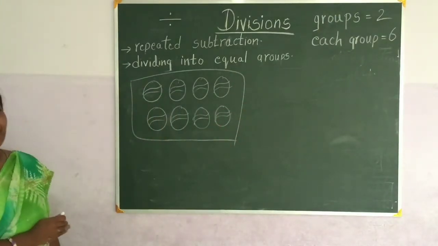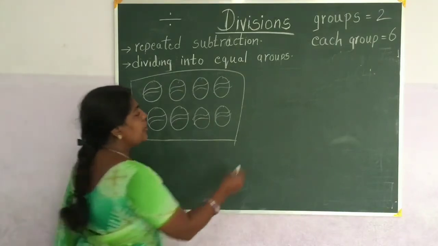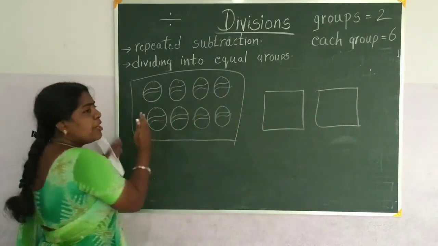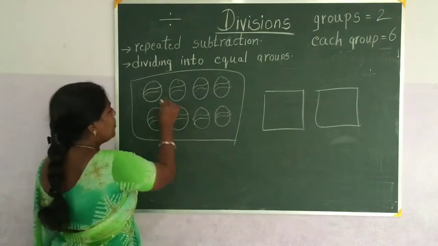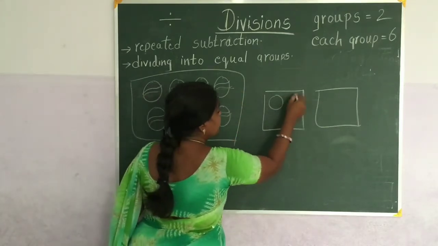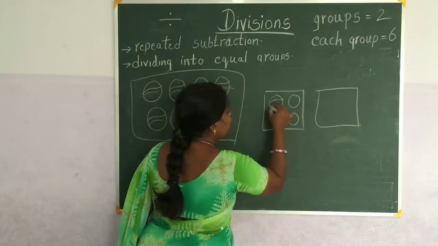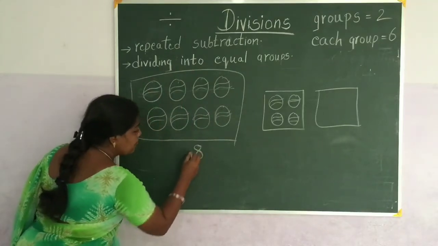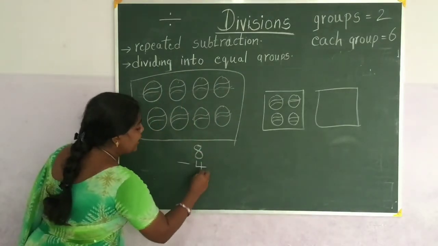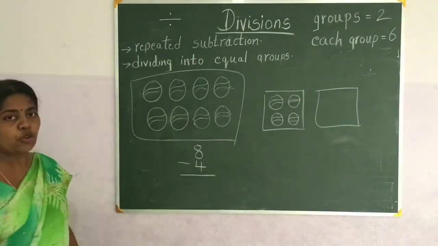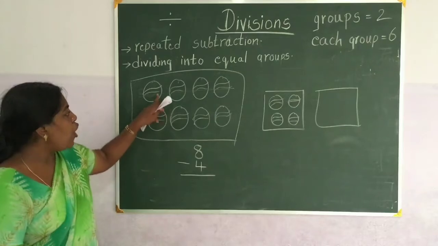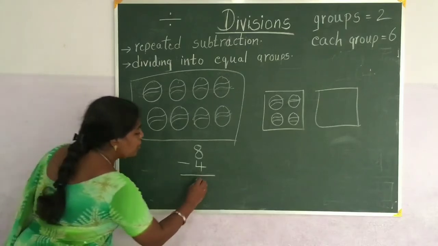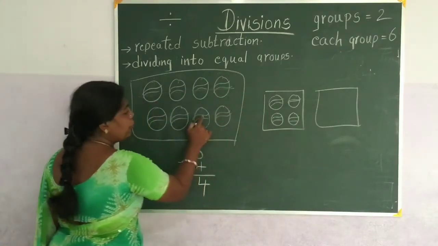Now I have to keep these balls in 2 groups. So in two groups, what am I doing? First group I am keeping 4. I am removing these 4 and keeping them here. So 4 balls I am keeping here. So out of 8 balls, 4 balls I removed. That means I kept them in one group. Removing means subtraction. So out of 8, if I keep 4 balls in one group and remove them, how many balls are left? 4 balls I kept here, 4 are left.